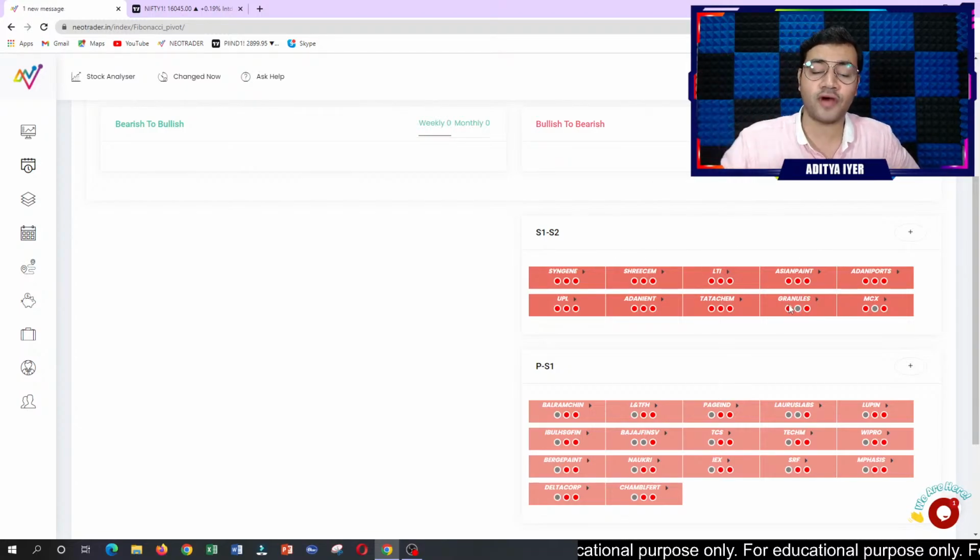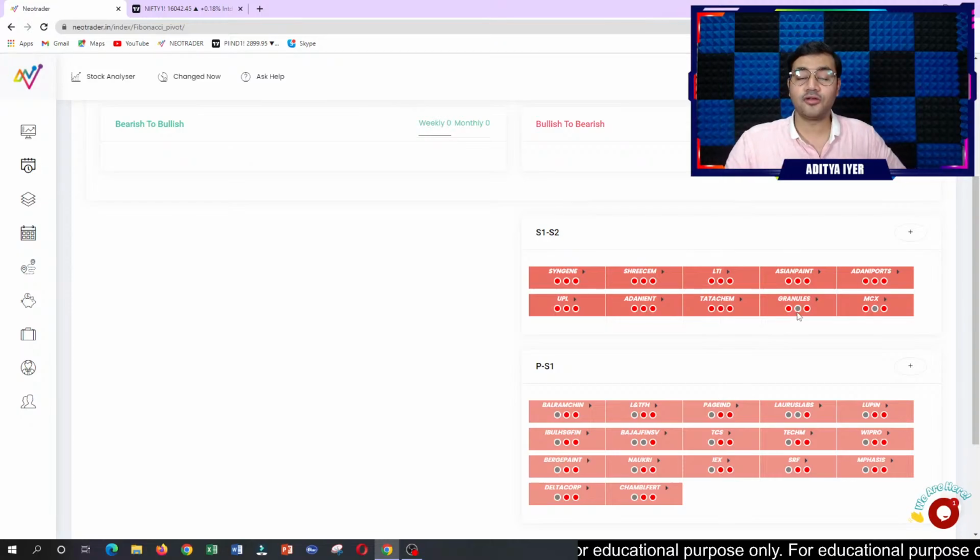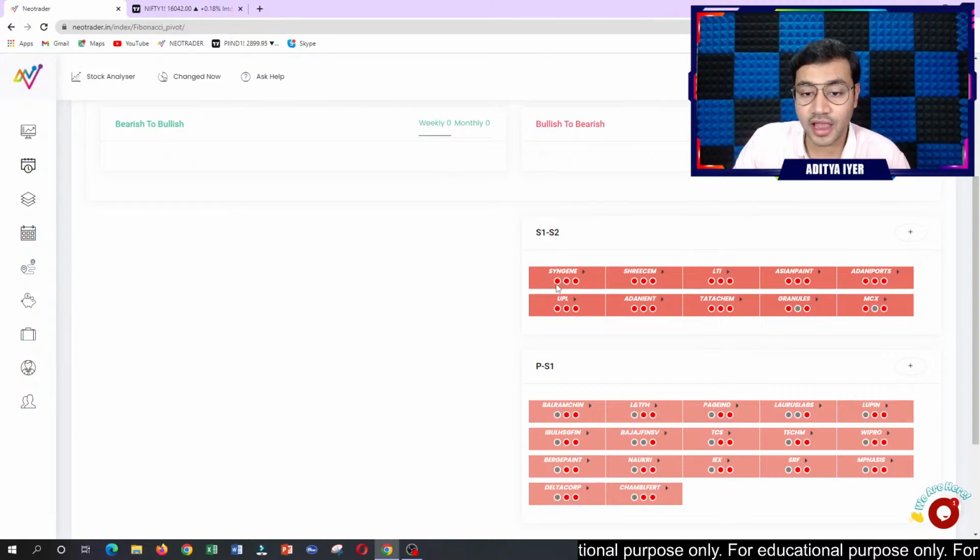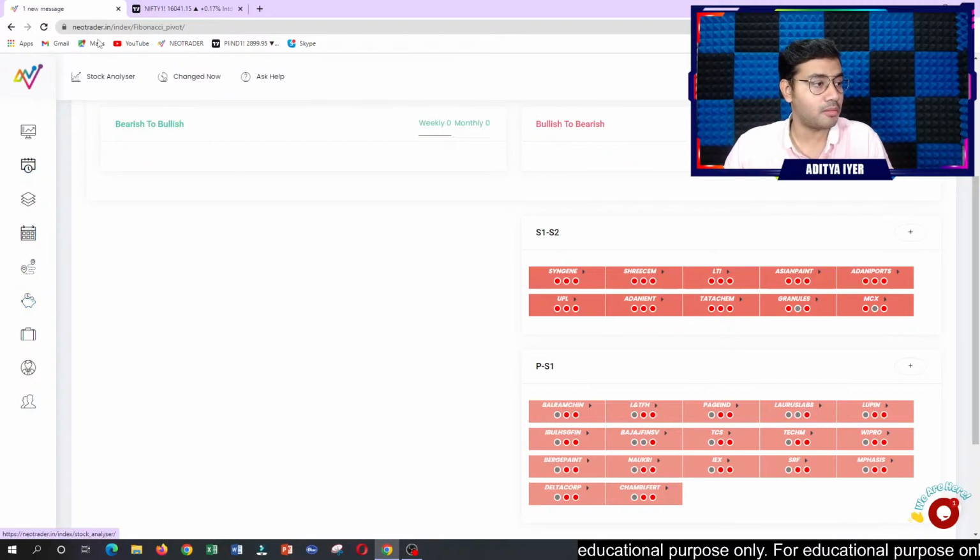Granules is also a pharma company, but if I see here, Syngene has all three red dots, and Granules only has 2 red dots. So this entire LTI, Asian Paints and Syngene, let us go and see these first.